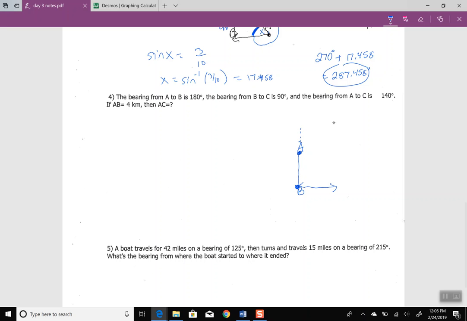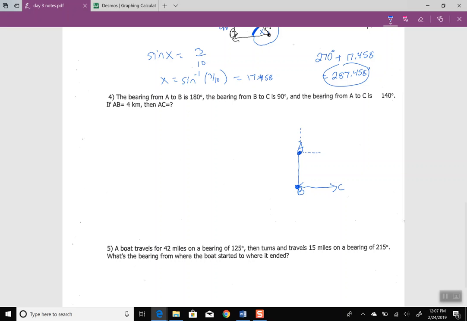And then the bearing from A to C is 140 degrees. So the bearing from A to C is 140. So let's see, from B to C was 90 here. So what this is saying is that I know that this portion right here, if I went straight to the right, that is 90. That's a 90-degree angle.